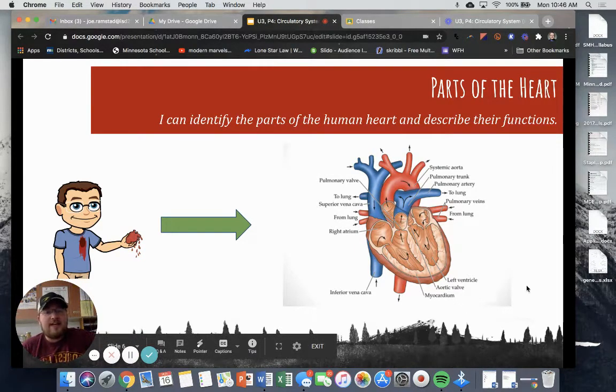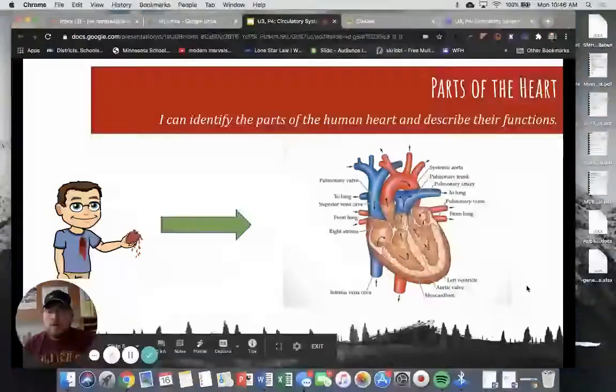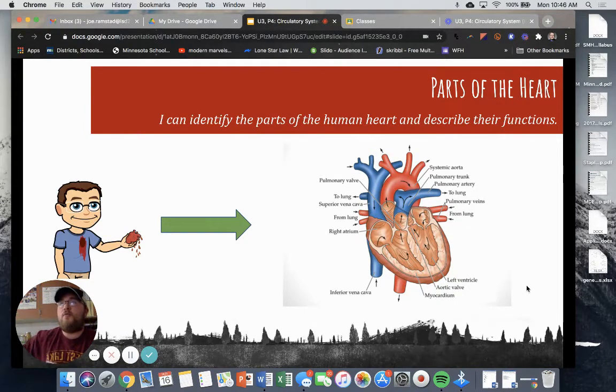But we're going to dissect, literally, over this lecture, what the different parts of the heart are and their functions, and then hopefully we can actually do some real dissections here in class.